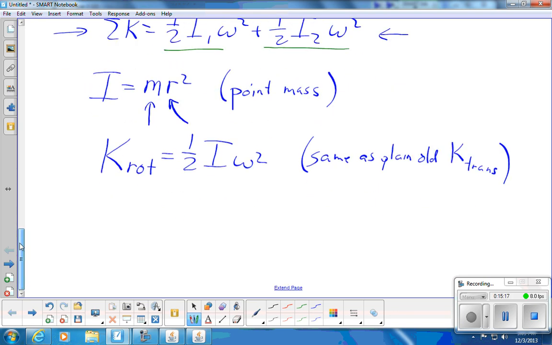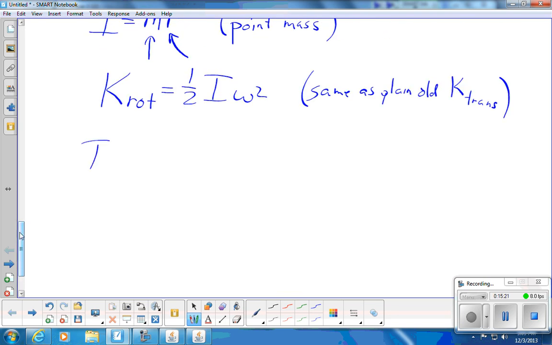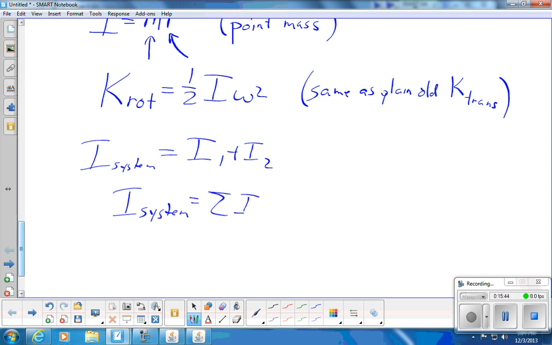But now what I'm going to do is one more definition, I suppose, and that is to say that the rotational inertia of the system, this quantity I, is equal to the sum of the individual ones. So in other words, instead of saying, what's the rotational inertia of mass 1 and what's the rotational inertia of mass 2, I can say, what's the rotational inertia of the system? And it is the sum of the individual rotational inertias of the individual parts.